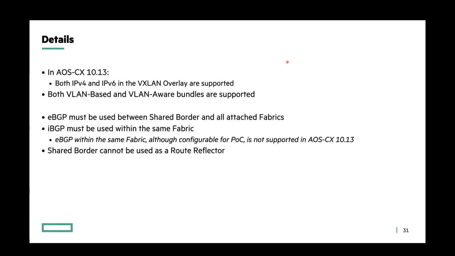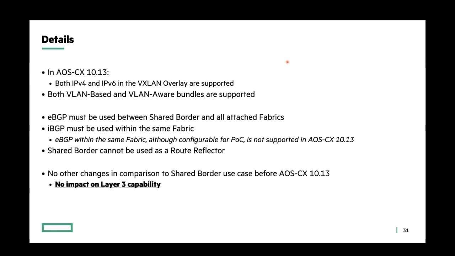Second point to note, eBGP must be used between the child border and all attached fabrics, while iBGP would be used within each fabric. And as we mentioned earlier, eBGP within the same fabric, although configurable, is not supported in AOS-CX 10.13. It's also important to note that a child border cannot be used as a route reflector. And finally, there is no other change in comparison to the child border capability that we knew before AOS-CX 10.13. Especially, there is no impact at all on the layer 3 capabilities supported since AOS-CX 10.10.